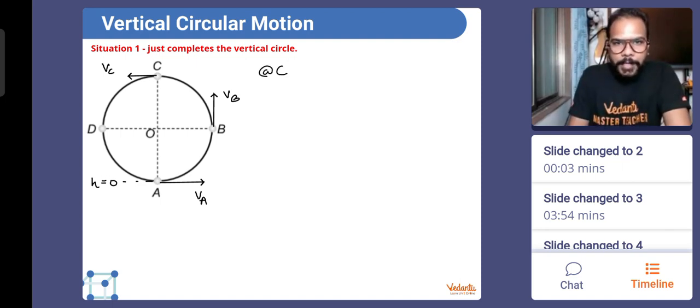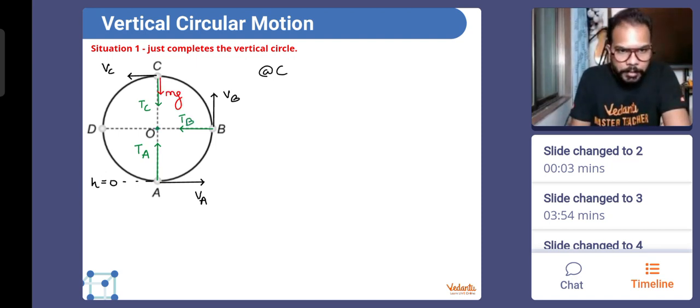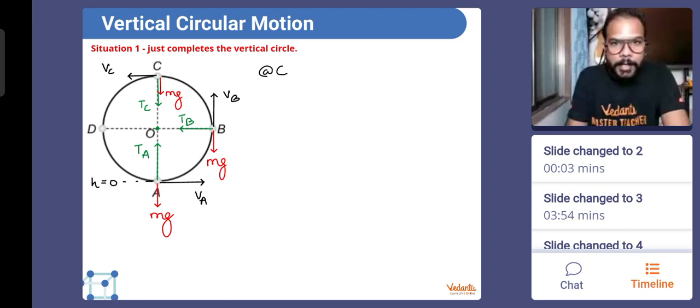Okay, at C we have to first of all draw the forces, so you will see that this is tension TC, this is tension TA, and this is tension TB. Obviously tension is acting on the string, and the string is connecting the body to the center. Let's look at the gravitational force. So this is mg acting downward, this is mg acting downward, and this is mg acting downward. The direction of mg is not changing, the direction of tension is changing.